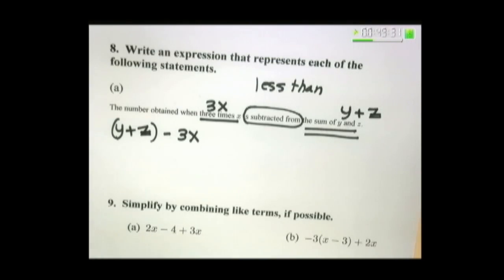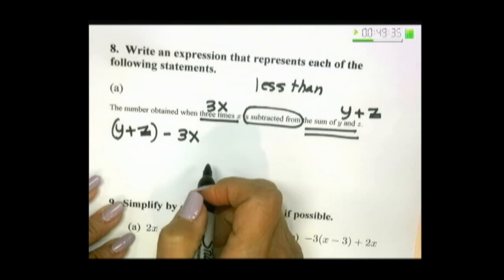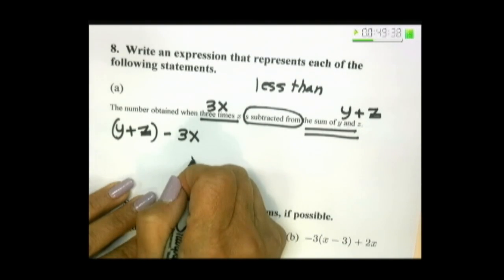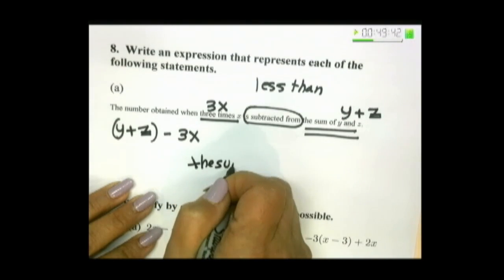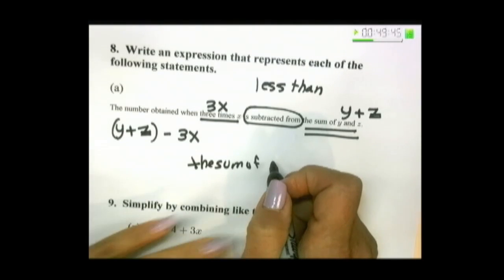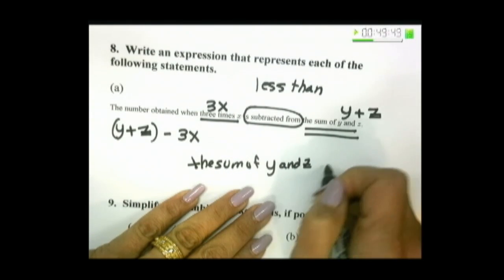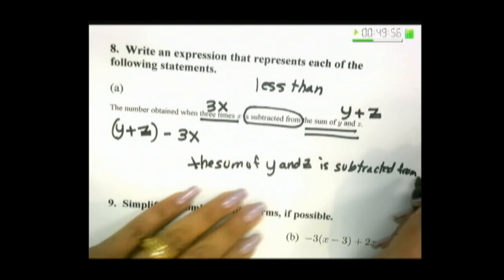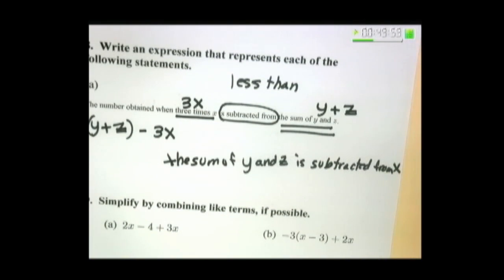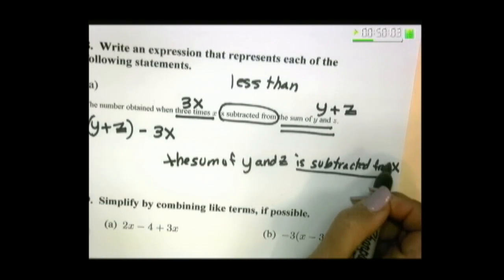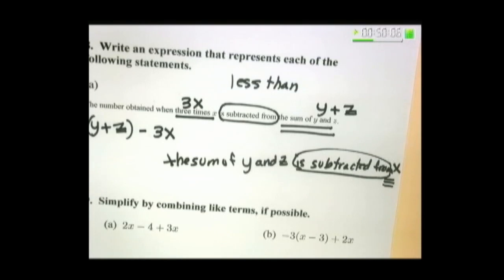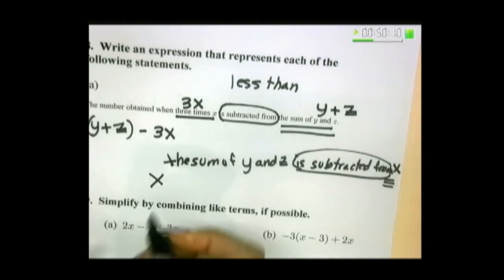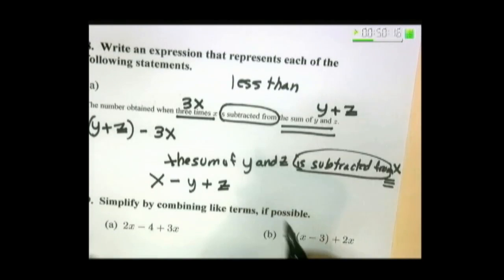So that if we had the number obtained when the sum of, if we had it in the opposite order, the sum of y and z is subtracted from x, we'll just say that. If we had the sum of y and z is subtracted from x, there are those words is subtracted from, which cause you to start with what follows that. So we would have x minus the sum of y and z. I can't write this because that would be wrong, because I have to show that I am subtracting the y and the z.